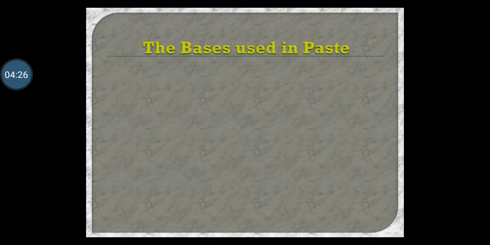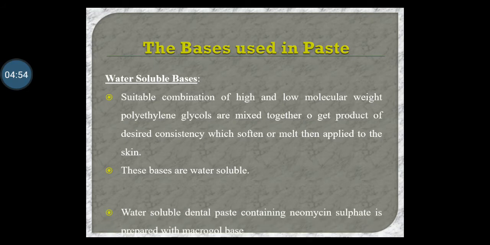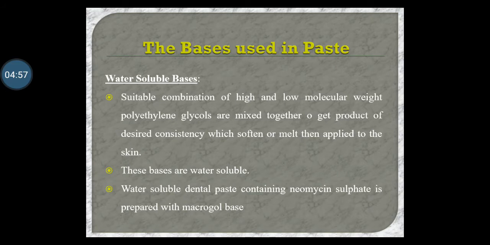Now the next type of bases used in the paste are water soluble bases. A suitable combination of high and low molecular weight polyethylene glycols are mixed together to get a product of desired consistency, which soften or melt when applied to the skin. These bases are water soluble. Dental paste containing neomycin sulfate is prepared by macrogol bases. This is an example of water soluble base.